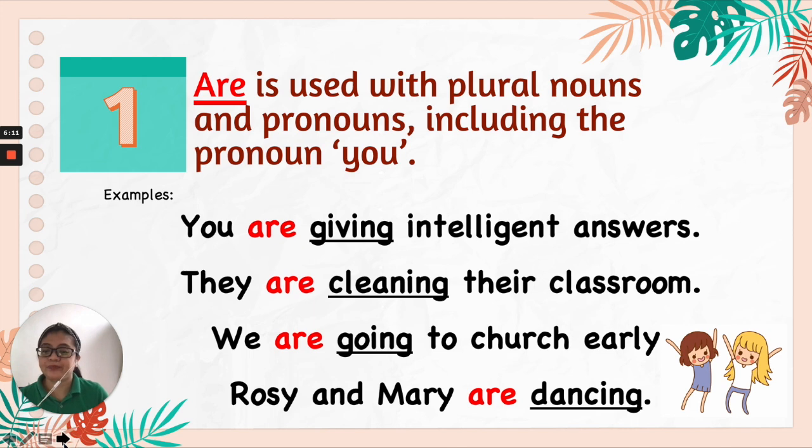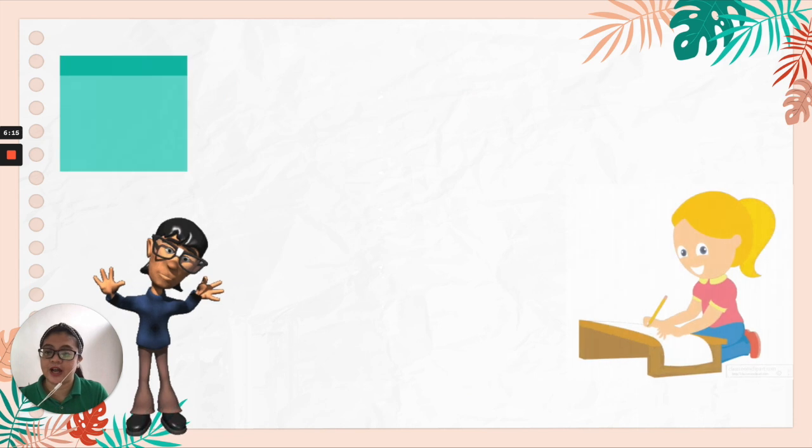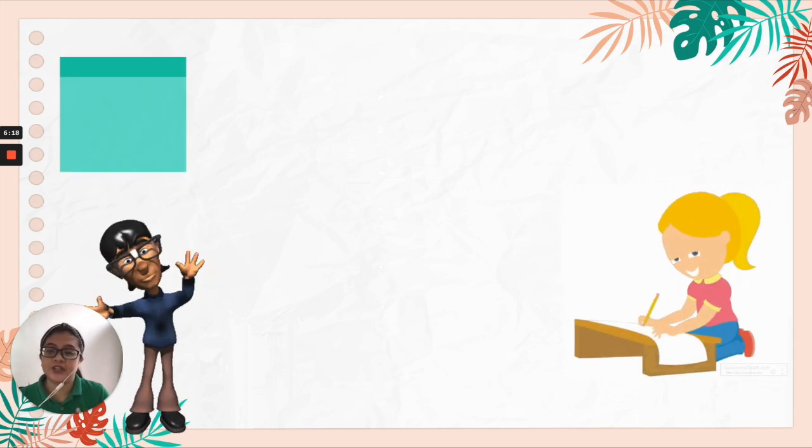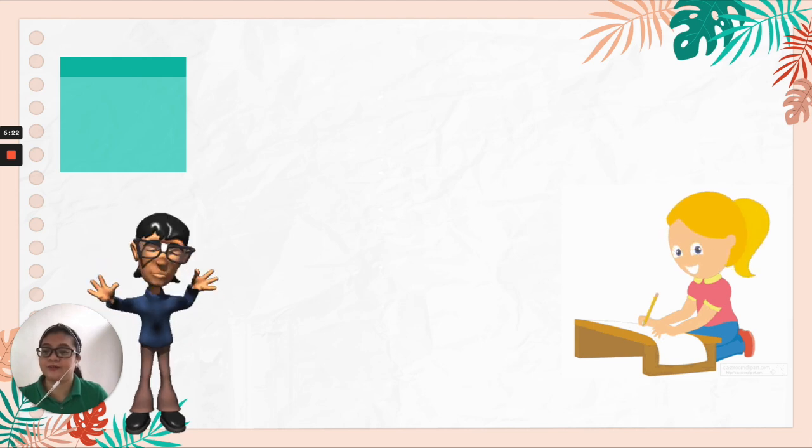So again, am is used for the pronoun I, is is used for singular nouns and singular pronouns, and then are is used specifically for you and plural nouns and pronouns.